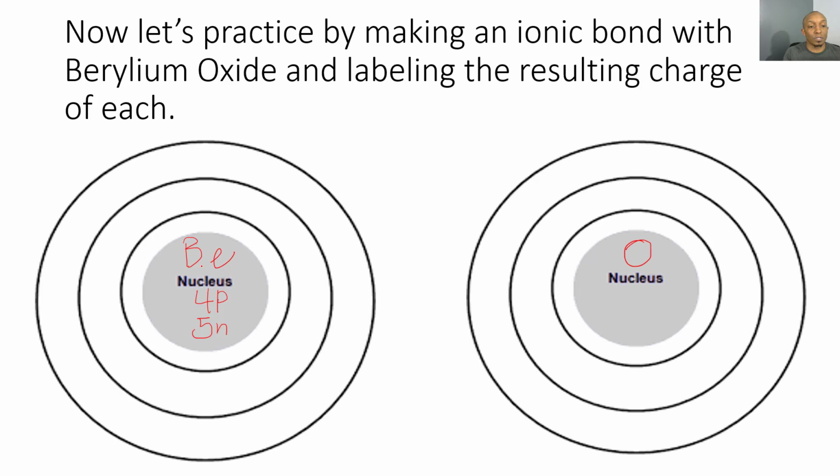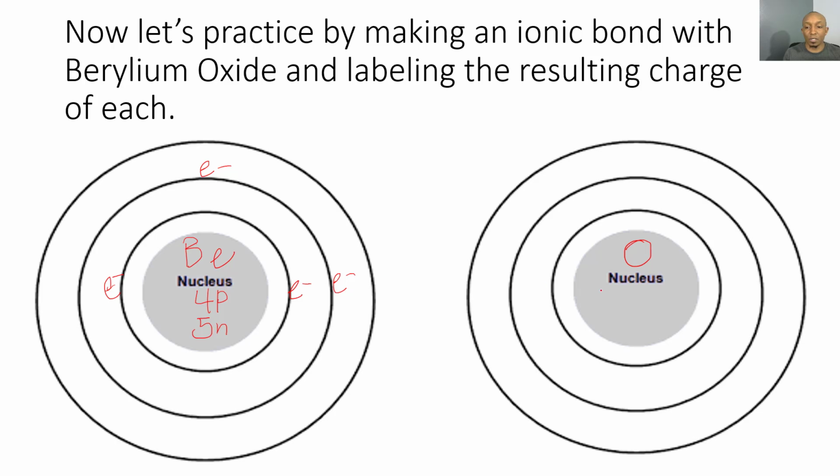Since it has 4 protons, that means we can fit 2 on this first ring, because remember, on the first ring we can only fit 2. And then on this second ring, we're going to put our 2 valence electrons. So we have 4 protons, 1, 2, 3, 4 electrons.